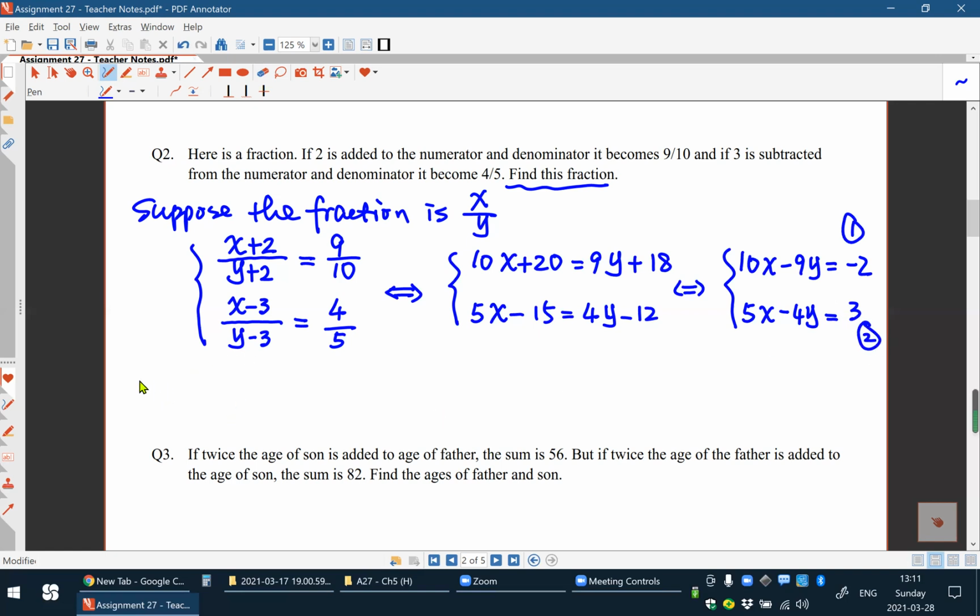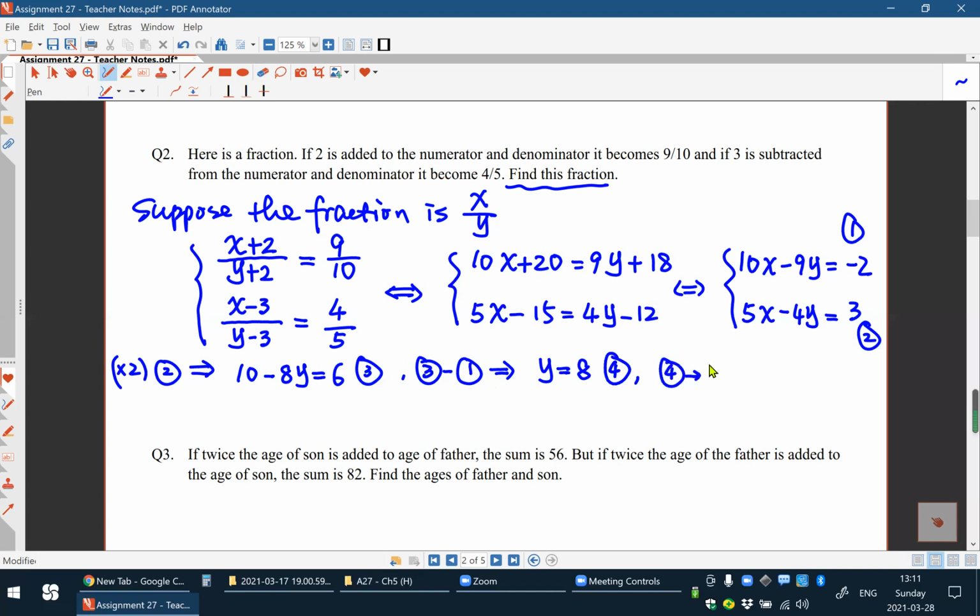Next, we can try to eliminate x. We can multiply both sides of equation 2 by 2 to get 10x minus 8y equals 6. Let's call this number 3. Then we subtract equation 1 from number 3, and this gives you y equals 8. Let's call this 4.